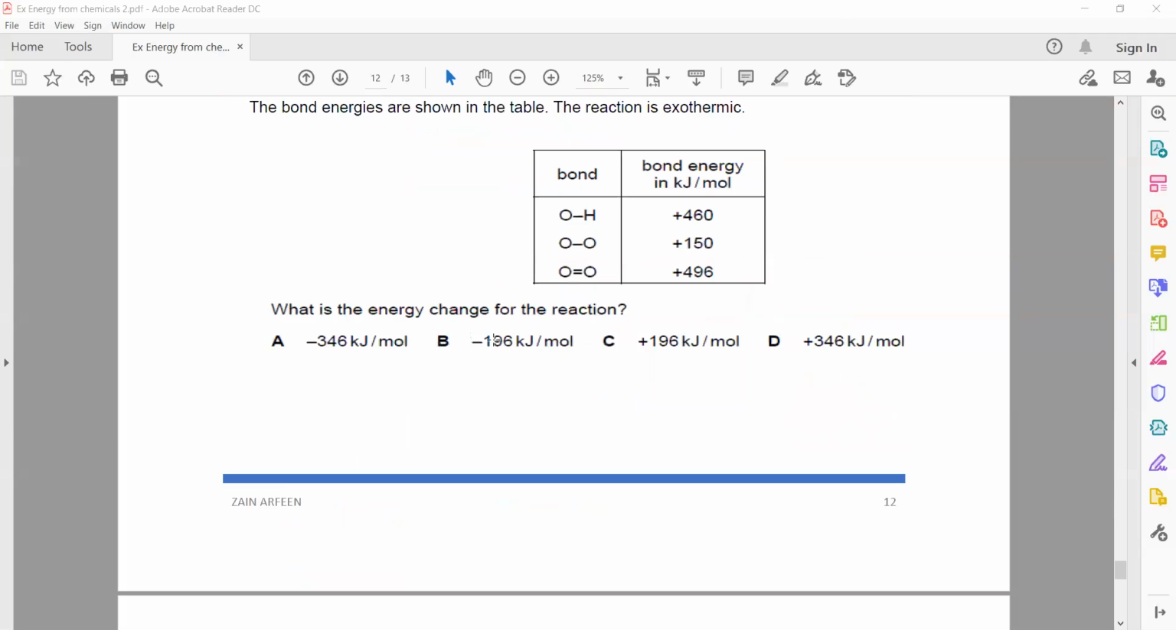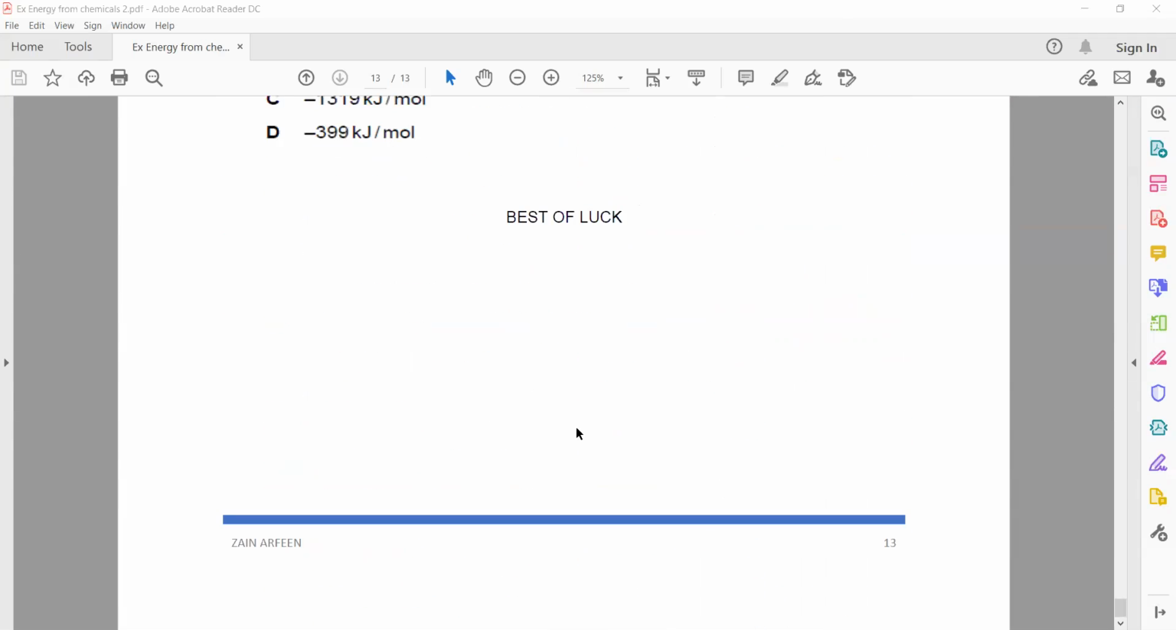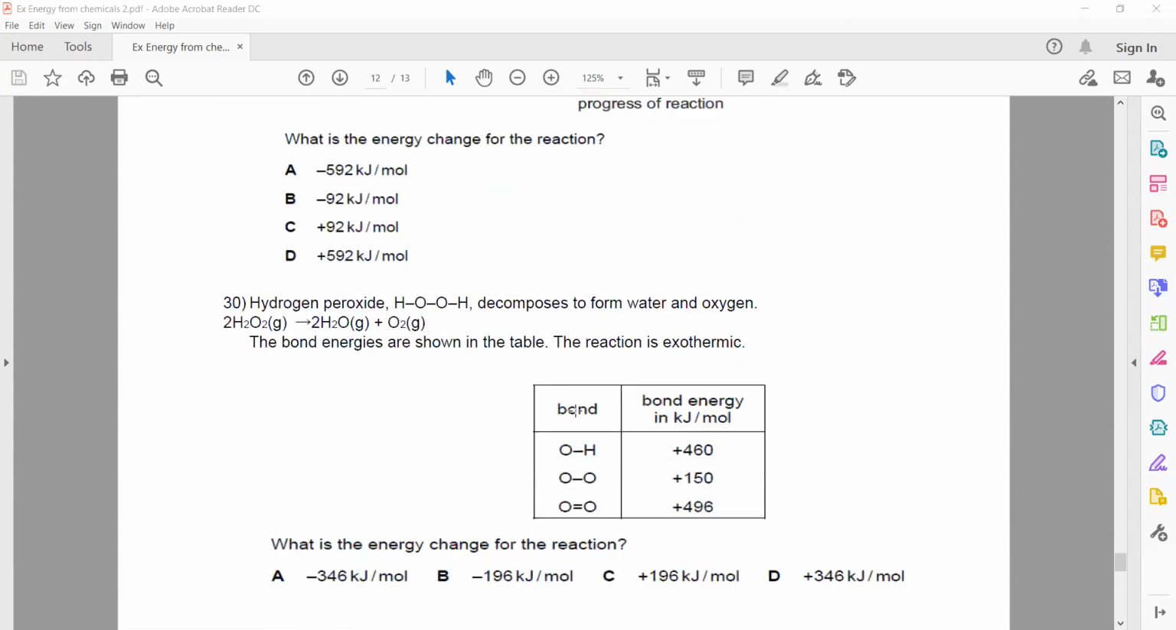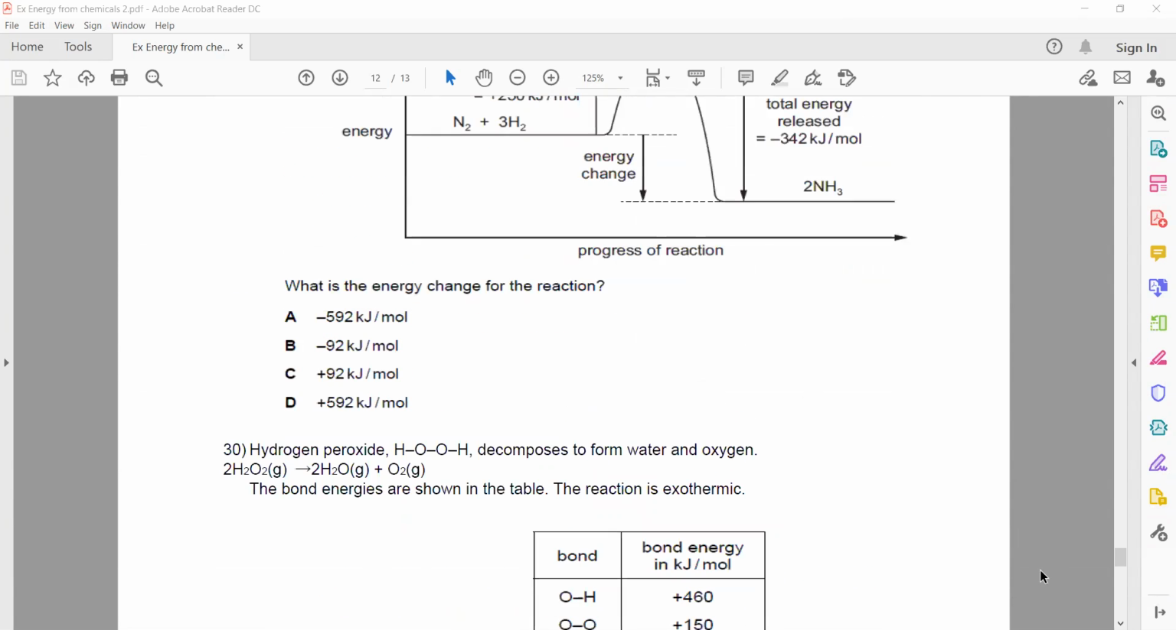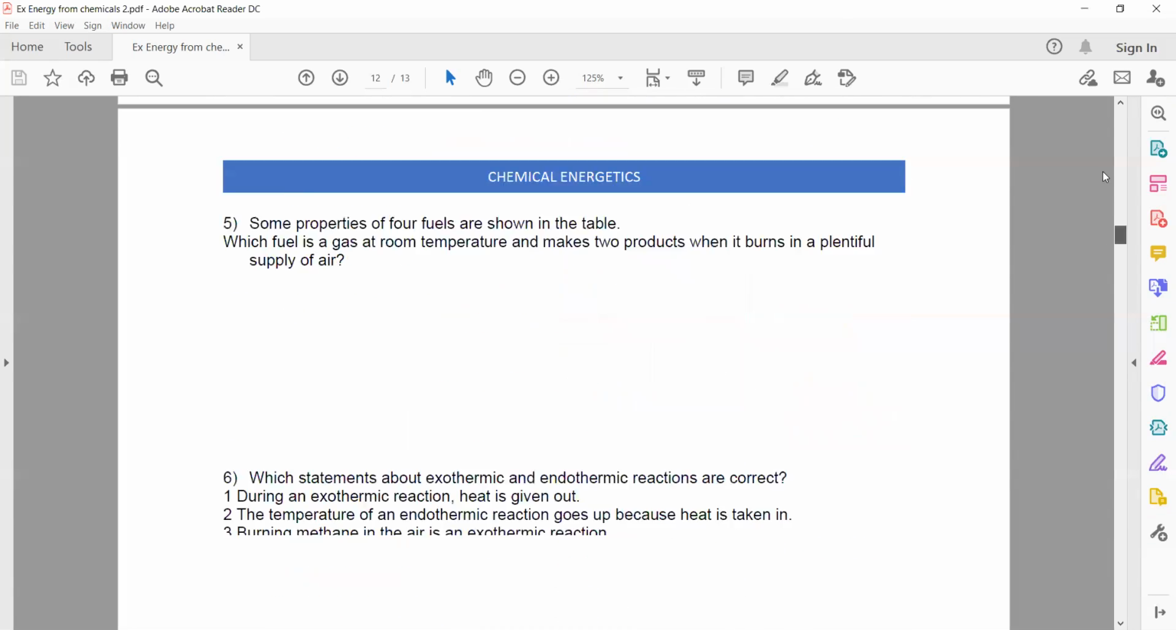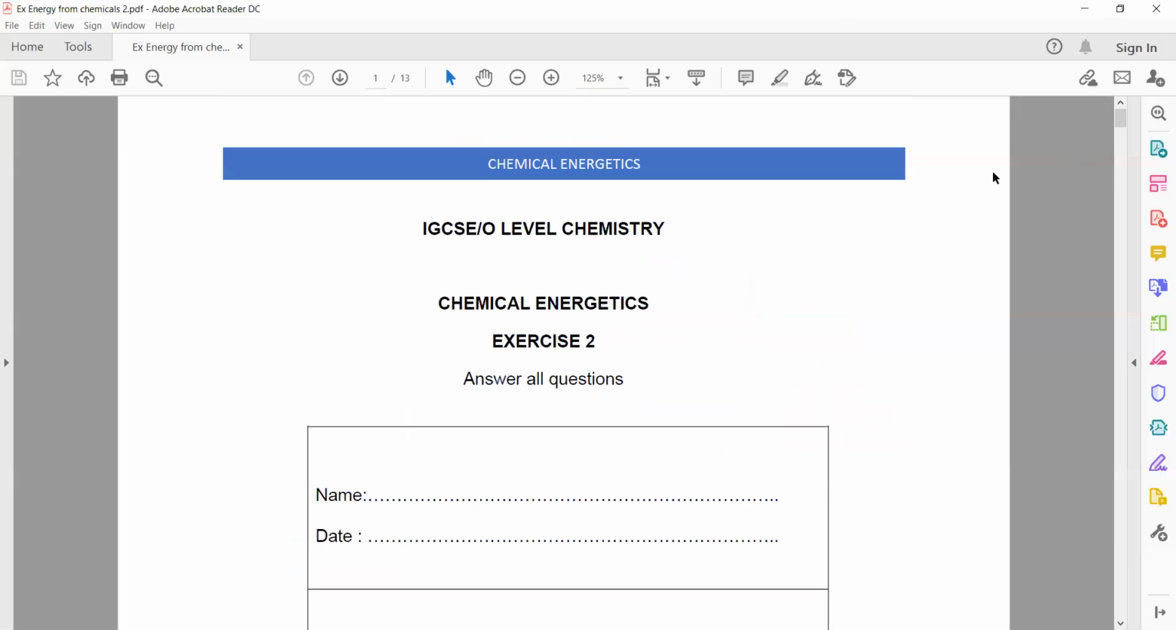Any other doubt from question 31? The 31 is the last one. 30, 31, any doubt in this? This was exercise 2 of chemical energetics. Any other question you have doubt?